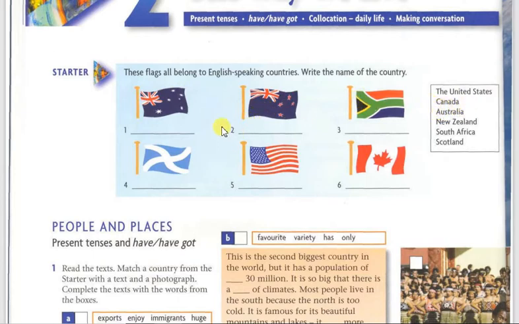The second one is for New Zealand. The third one is for South Africa. The fourth one is for Scotland. The fifth one is for the United States. And finally we have the flag for Canada. Okay.